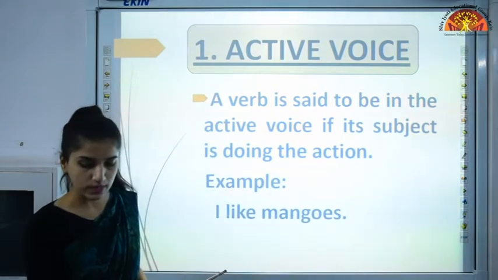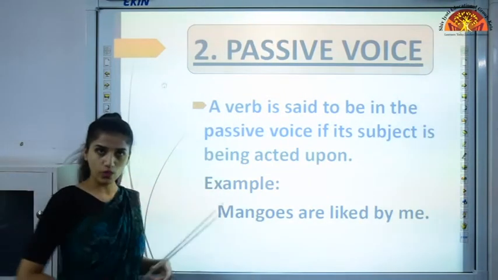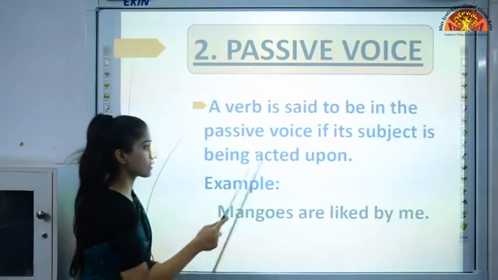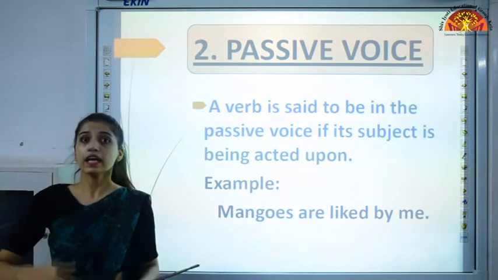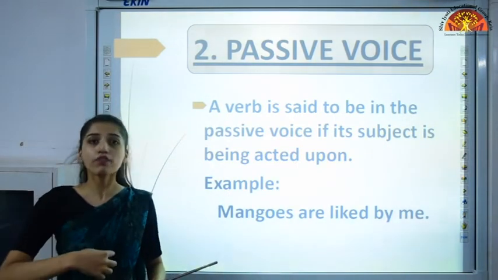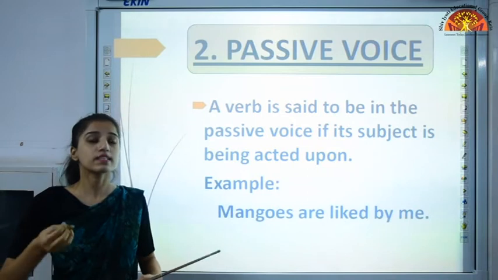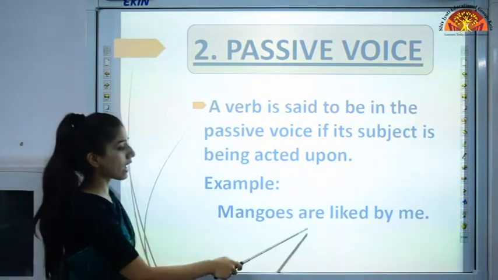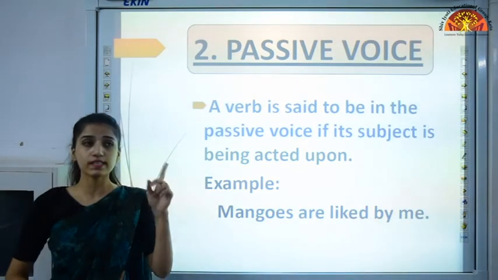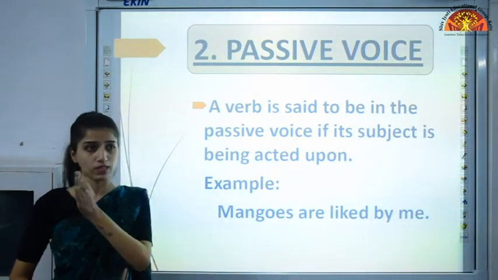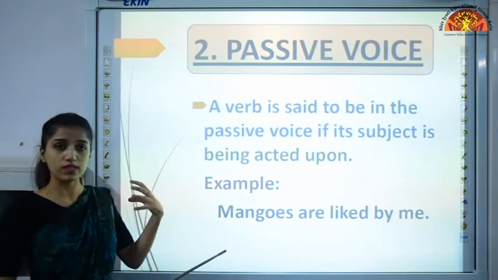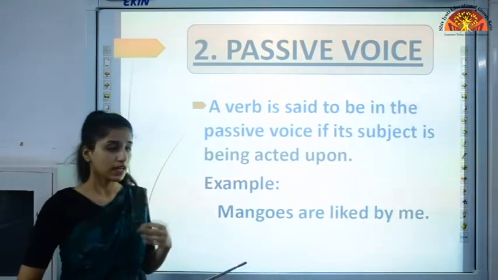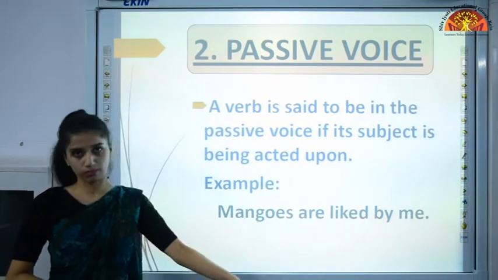So now let's go to the second voice, that is passive voice. A verb is said to be in the passive voice if its subject is being acted upon. Like if the subject is the receiver of the action. So now you can see, mangoes are liked by me. In active voice there was a sentence, I like mangoes. But the passive voice of that sentence is, mangoes are liked by me. Right?